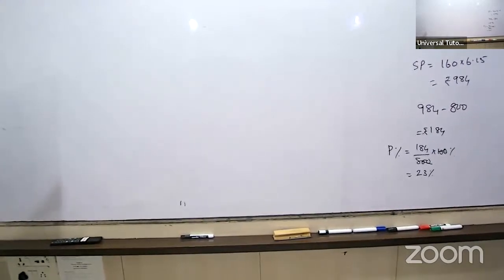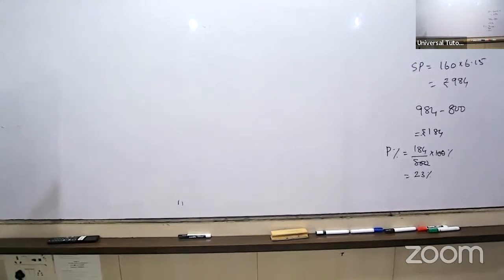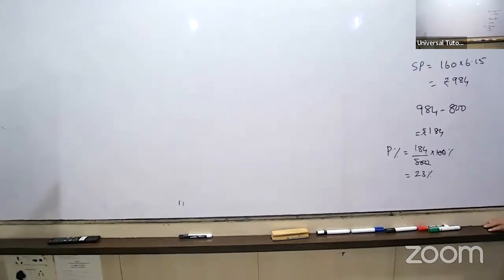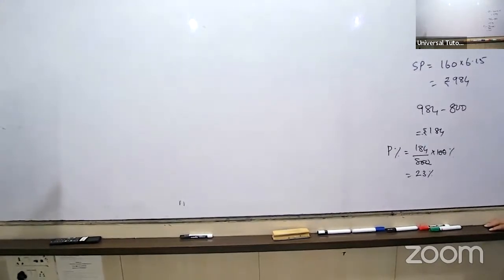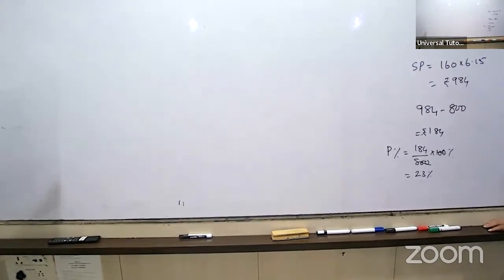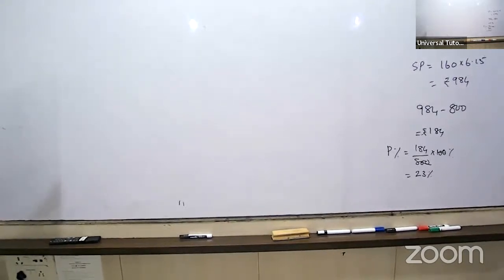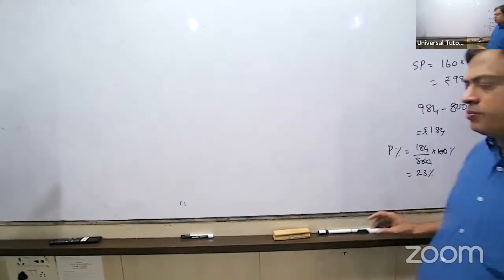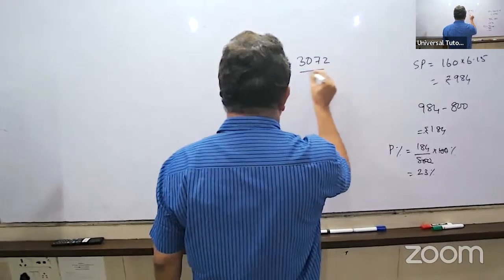Sum invested is equal to 3072. Next, rate of dividend 5%. Face value, Rudra, are you writing? Yes, sir. Face value 10 rupees. Market value 16 rupees. Therefore, number of shares. Number of shares is sum invested upon market value. That is 3072 upon 16.